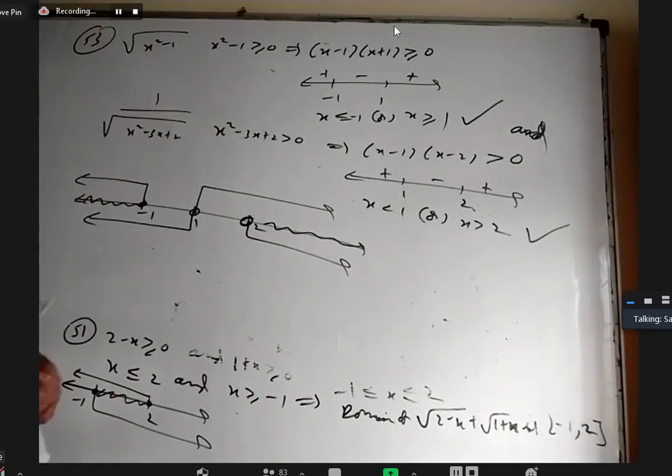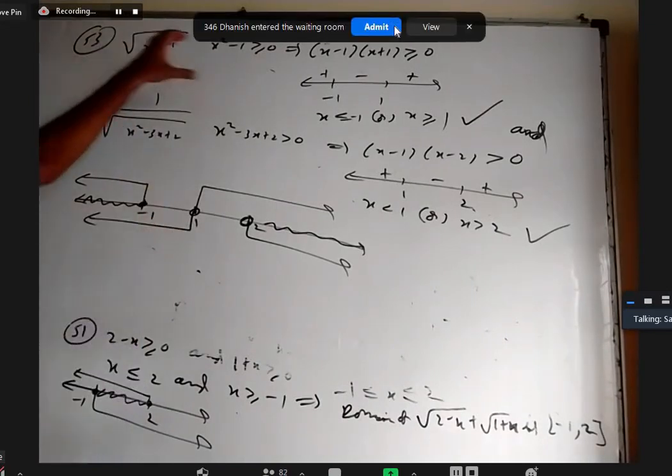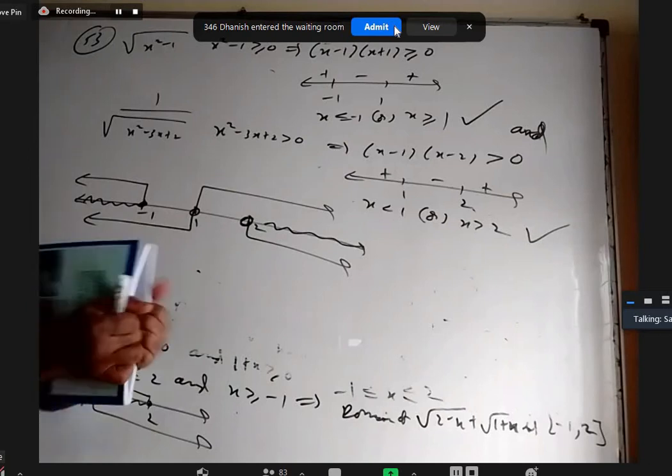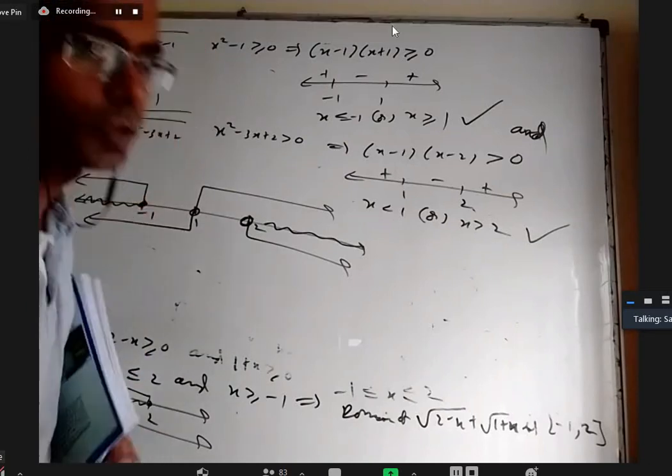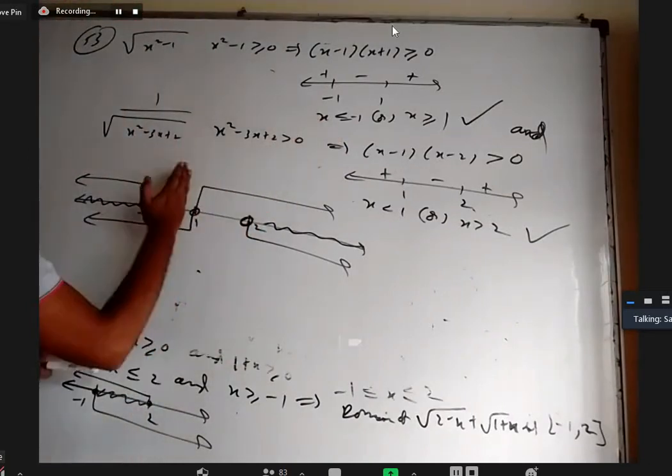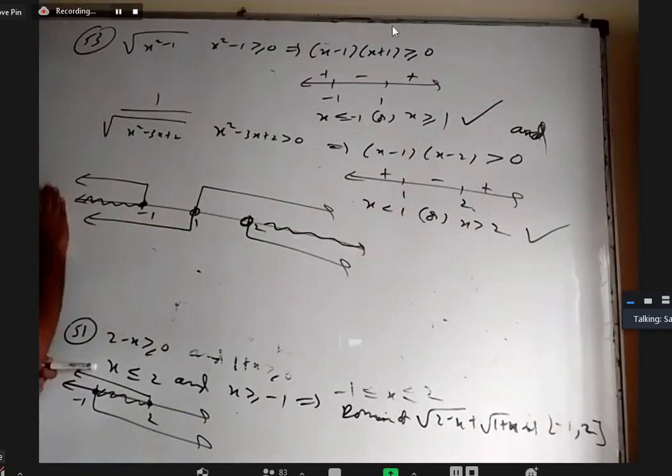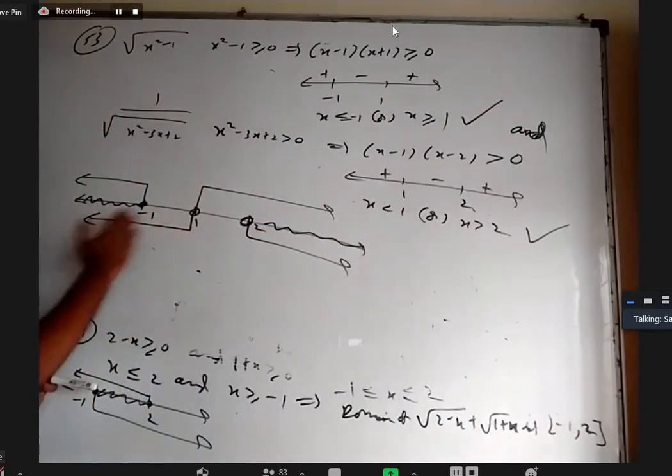Whenever you are adding two functions, for the first function you find the domain, for the second function you find the domain, and then you have to take the intersection carefully. The first one is anything more than 1, anything less than minus 1. The second one is anything less than 1, anything more than 2.